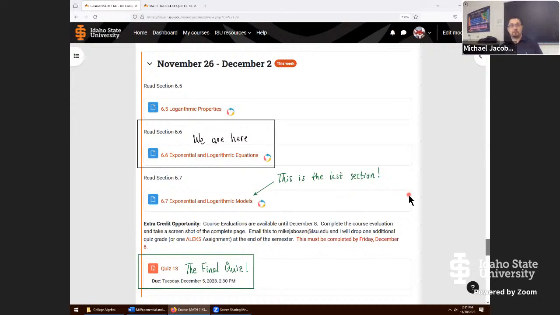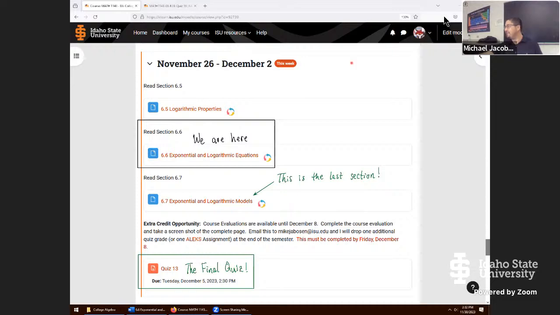Okay, let's jump in. A lot of the work that we've been doing all along in chapter 6 and some of it in chapter 5 was so we can solve these equations here and the applied ones in section 6.7 as well.